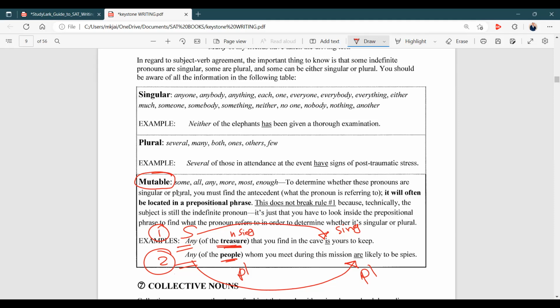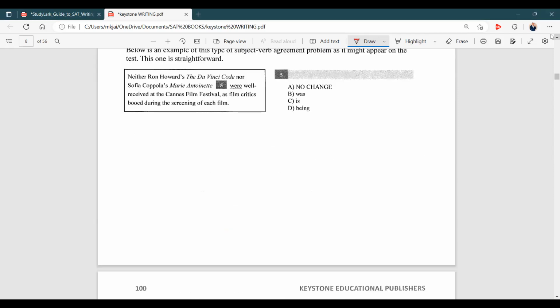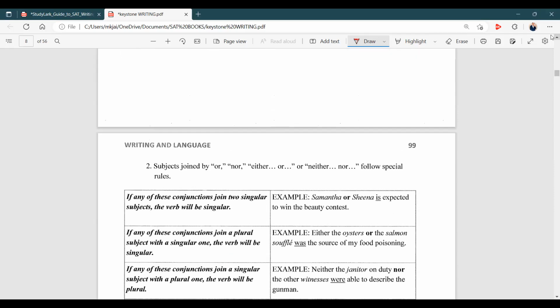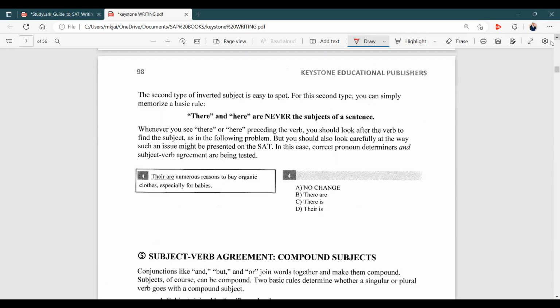Okay, all right, you have to memorize them. Yes, we have: some, all, any, more, most, enough. Repeat after me. Some, all, any, most, more, enough. Yeah, make it like a song. Say it again. Some, all, any, most, more, enough. That's it. Okay, so far so good. So then that's the first one.